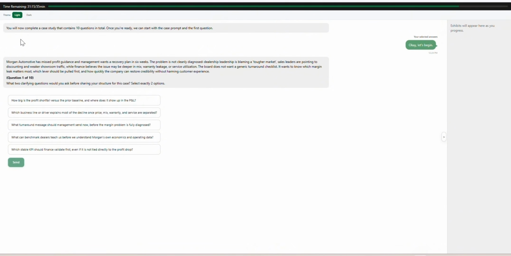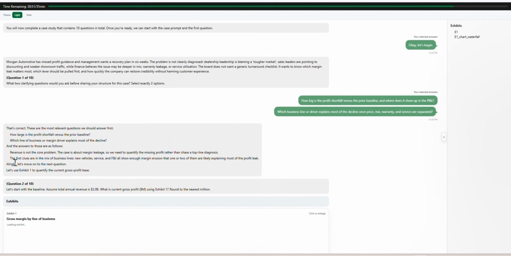The first question already teaches us something important about Casey. BCG wants relevant clarification, not impressive-sounding clarification. So ask the questions that make the decision clearer fast. And for us, that's A and B.